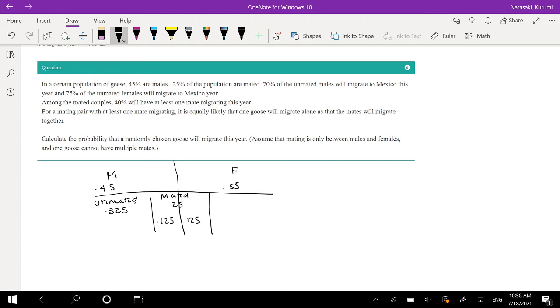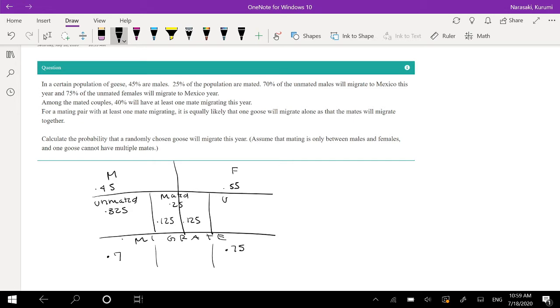And out of the unmated, 70% of them will migrate. It's only 70% would migrate. And 75% of the unmated females will go to Mexico. So I'll kind of extend it. Okay. So for the female, it's 75%.